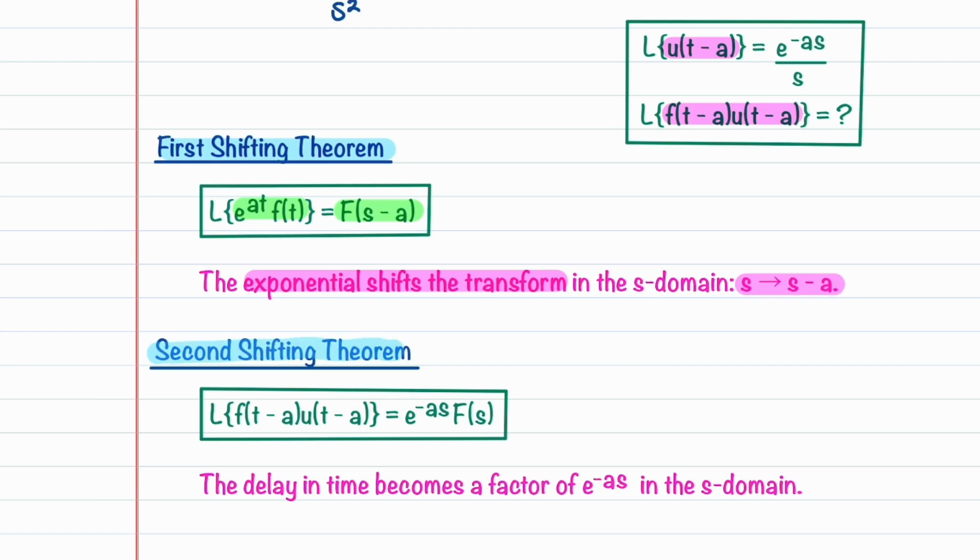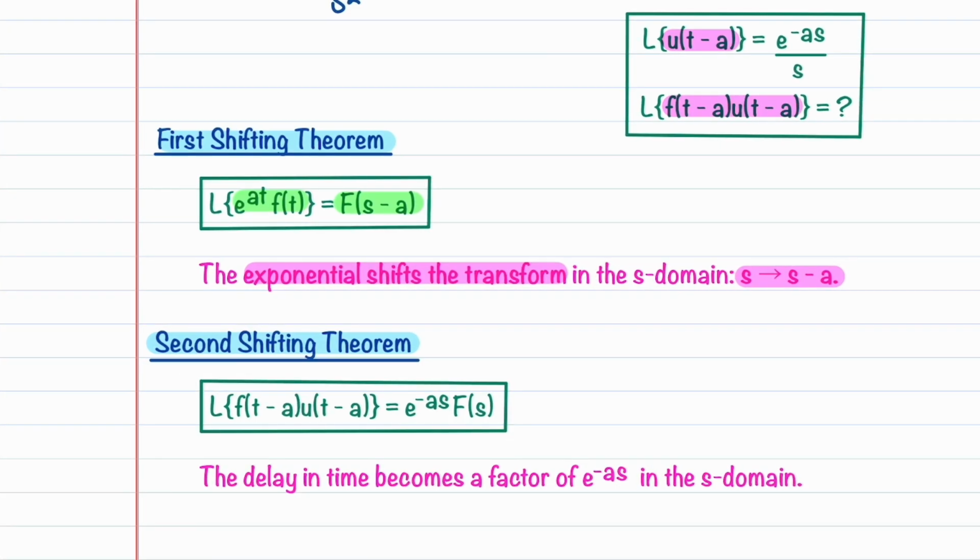The second shifting theorem tells us that the Laplace transform of f of t minus a times u of t minus a is equal to e to the minus as times F of s. This delay in time, represented by this a and this a, becomes a factor of e to the minus as, that's right here, in the s domain.